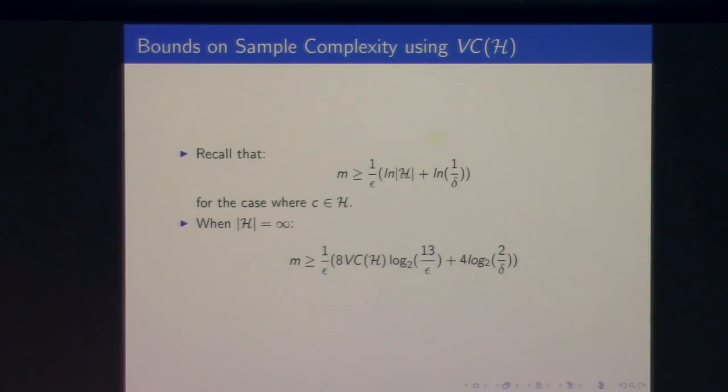So instead of H, which we used earlier, we replace it by the VC dimension of H, and then some constants change as well. But the general relationships are still the same: if your epsilon increases, then your M will go down. If your delta increases, M will go down. If your VC dimension increases, M will go up. Because VC dimension is some notion of the complexity, right?